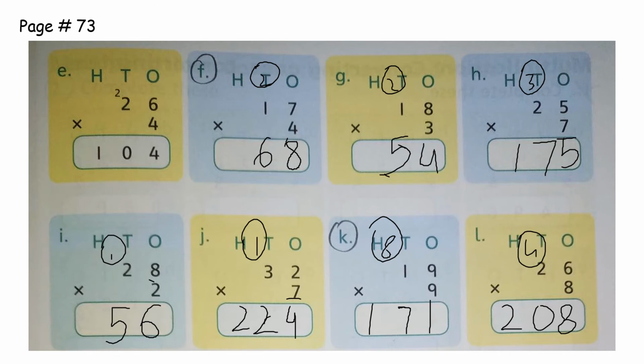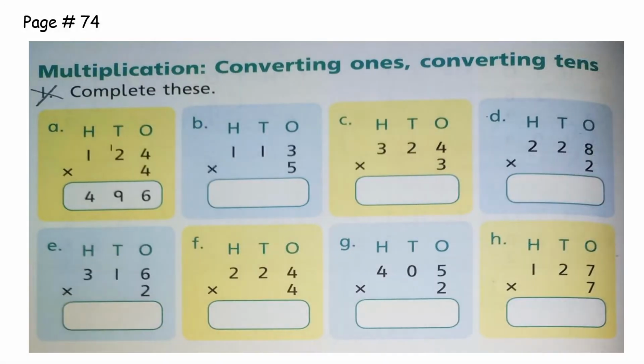Now come to page number 74, and it's again converting ones and converting tens. It's the same method, just one digit has increased here. So first you have to multiply this number with ones. So 5 threes are 15, 5 here and 1 will go carry. 5 ones are 5 plus 1, 6. Then 5 ones are 5.